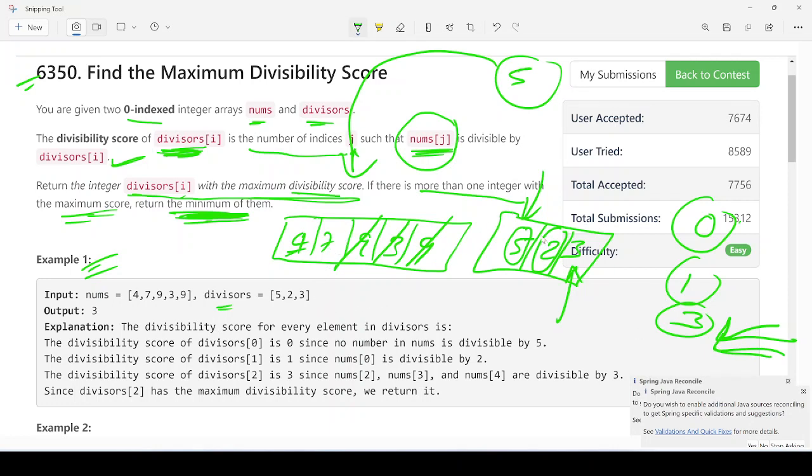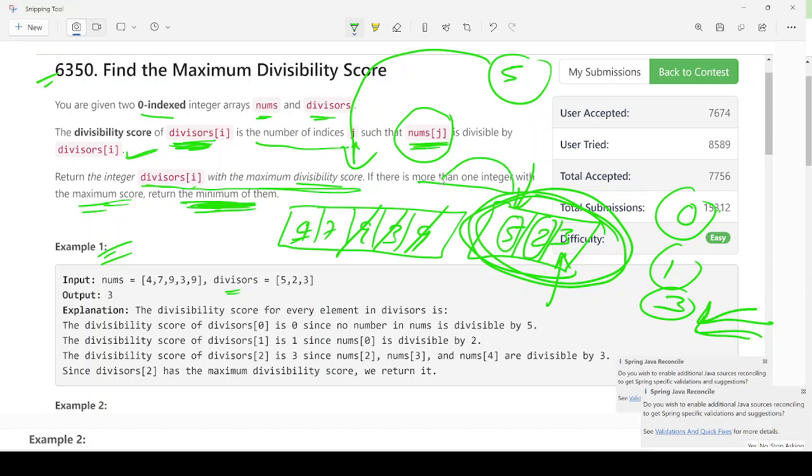So what we have to do is traverse over the numbers in nums with each divisor and then return. Give me 1 minute.